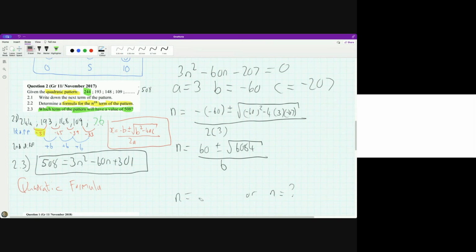And the one answer I get is 23. But there's also another one, 60 minus the square root of 6084, close brackets, divided by 6. And I get minus 3. Which of the two numbers do you think is the correct choice? Okay, now Naledi, let us know. Which one would you choose?